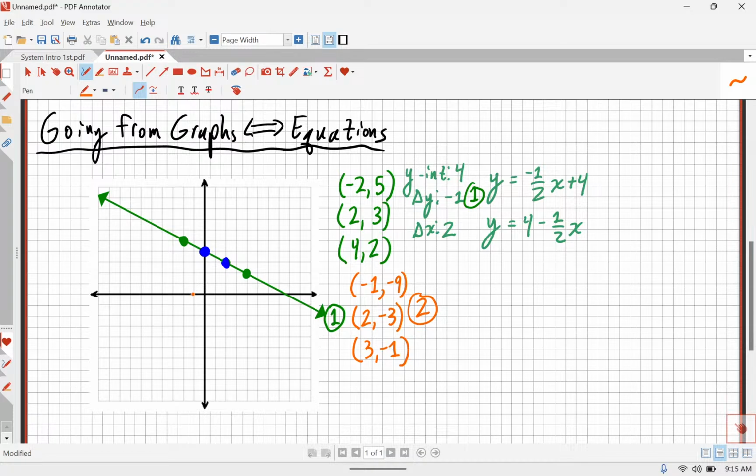So -1, -9 is left 1 and down 9. You put a dot right there. 2, -3 is 2 to the right, 3 down. And 3, -1 is 3 right, 1 down. Let's connect those with an orange line. There we go. And so your job now is to tell me what is the y-intercept, the change in y, and the change in x for that line. And what does that make its equation? Give it a try and teach.